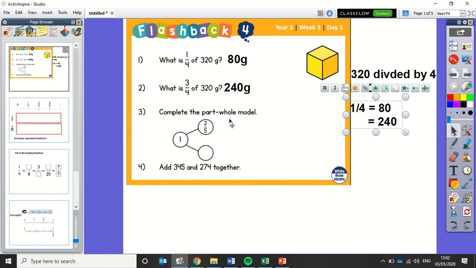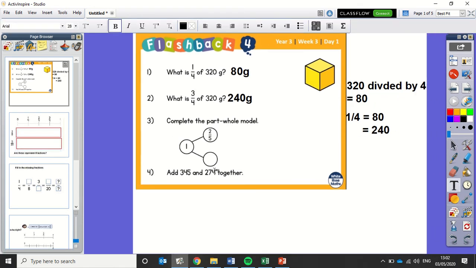Right, number 3, complete the part-whole model. I've got a whole one, 2/5, and something blank. Now, don't forget that one whole one in this case is the same as having 5/5. So I need to do 5/5 take away 2/5. My denominator stays the same, but my numerator changes. So what's 5 take away 2? Hopefully you're saying 3. So I'll end up with 3/5. Nice, easy part-whole model.